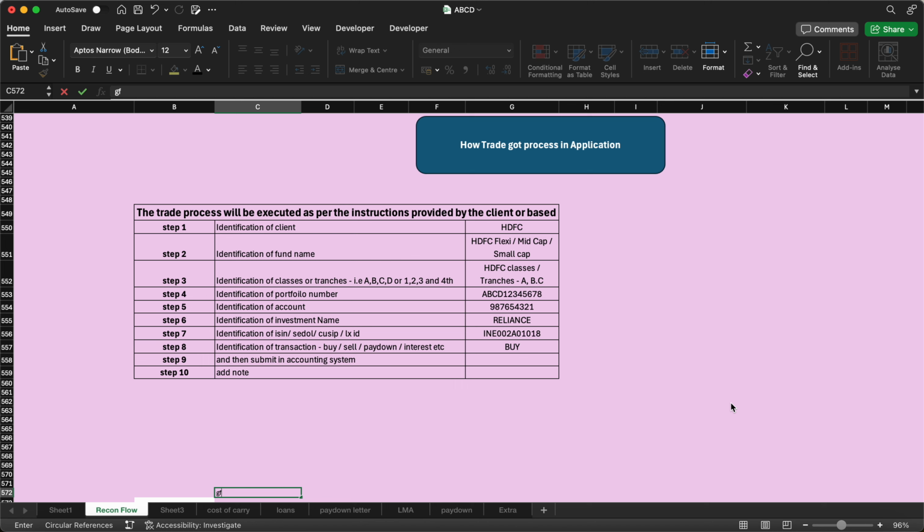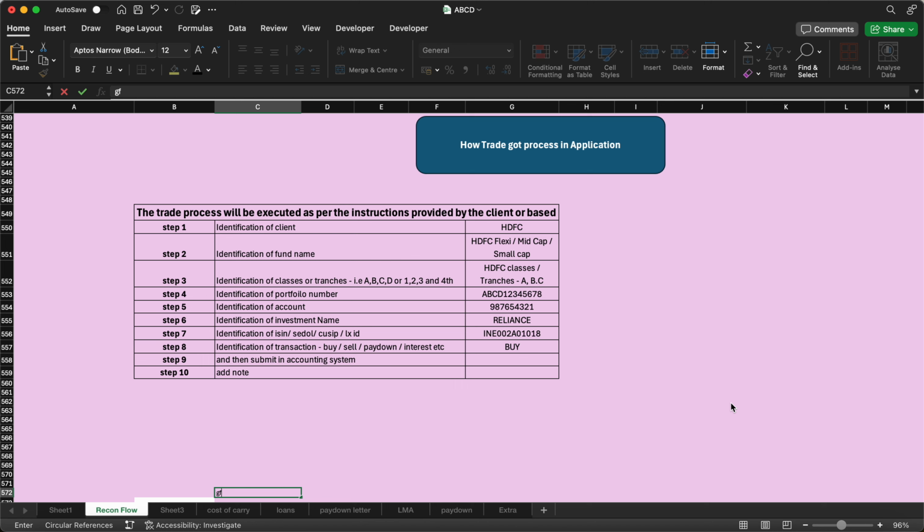We have taken the example of HDFC again, but you can take any fund, as we have taken it randomly. For example, in step one, the client wants to process a trade in Reliance. The instruction is given by the client to the broker, and the same client gives instruction to us, the reconciliation team, saying that they have given the instruction to the broker for this security. You will get a break at our side while doing the reconciliation. So how do we validate it? This session will clear that doubt.